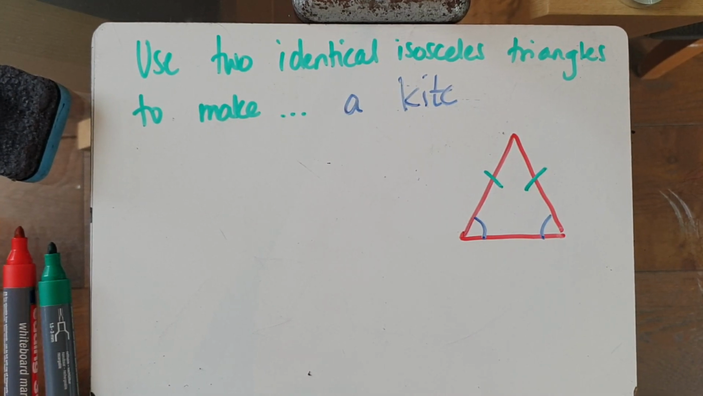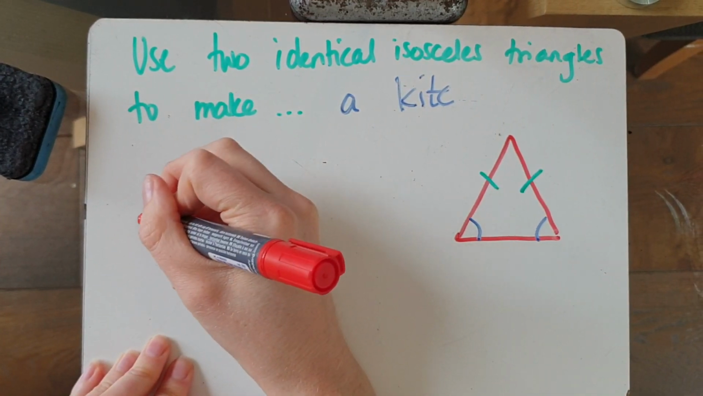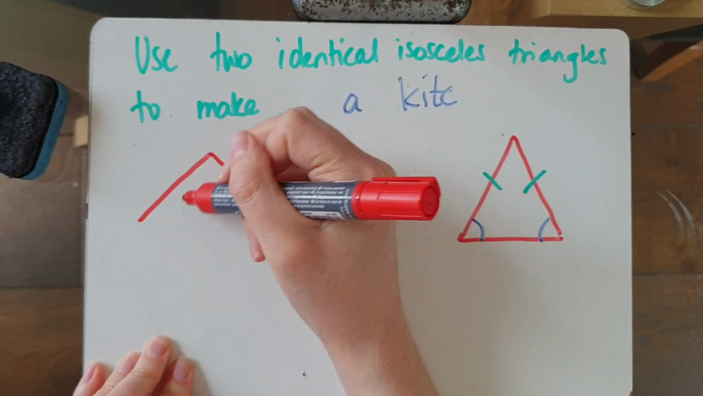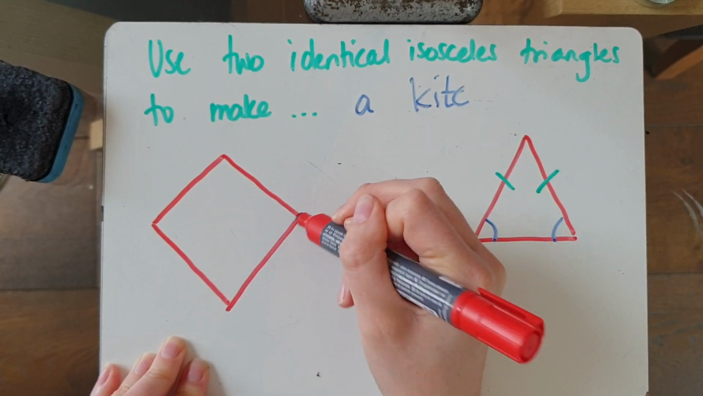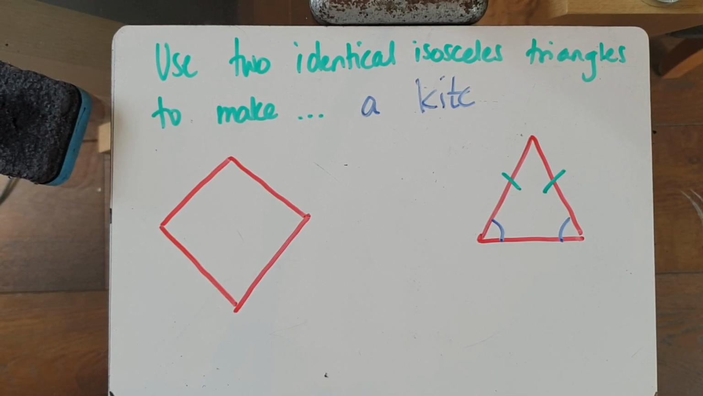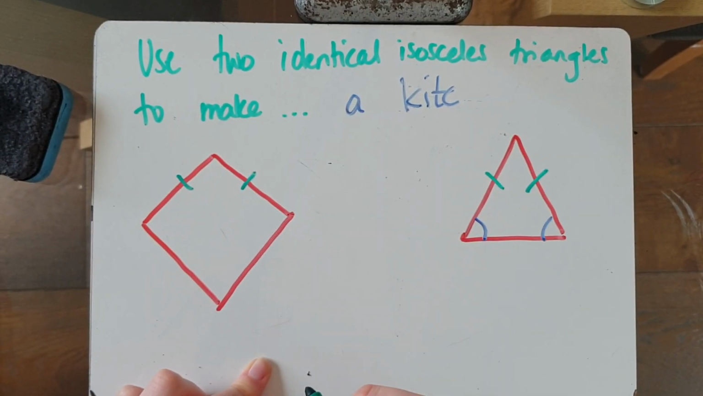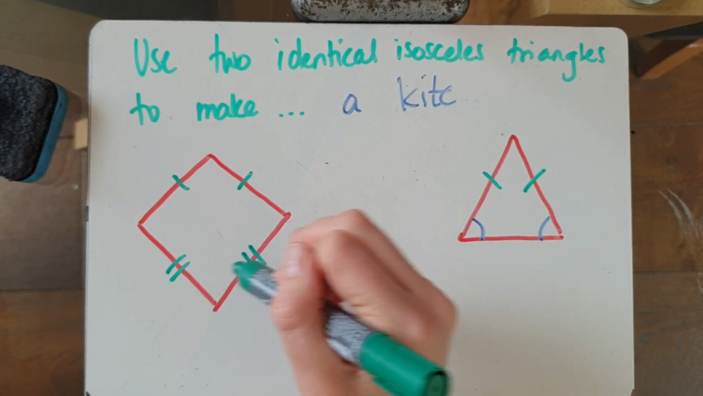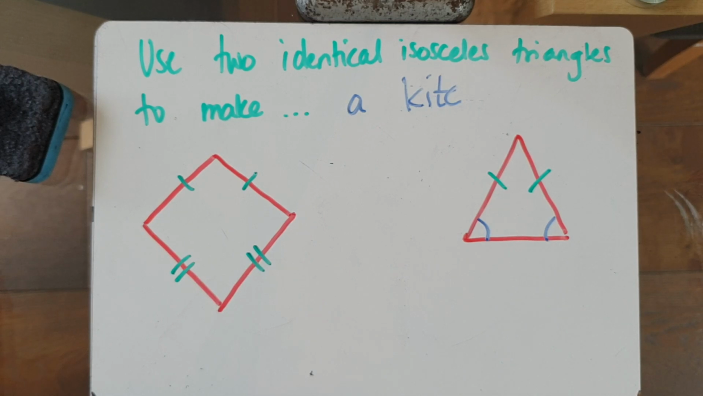Okay, this time we need to make a kite. So what does a kite look like? It looks like that. It looks just a little bit too much like a rhombus there, but it is a kite. So what do we need for a kite? We need this side and this side to be the same. And we need this side and this side to be the same as each other, but different to these two sides. So how could we do that?